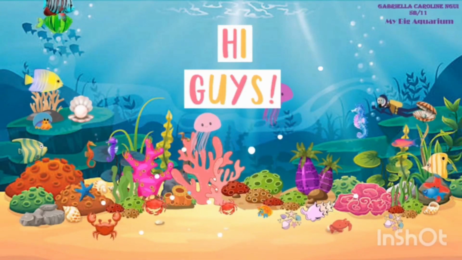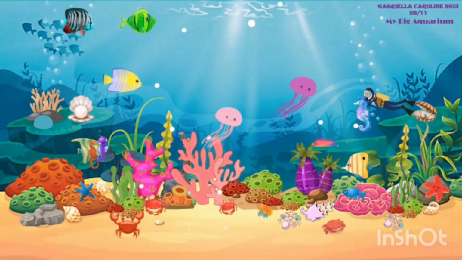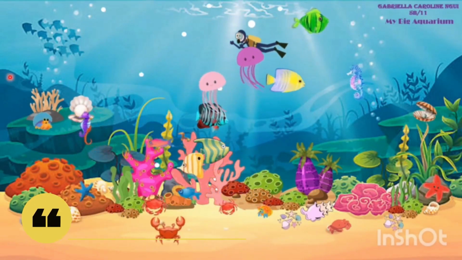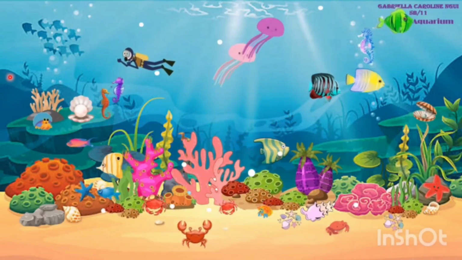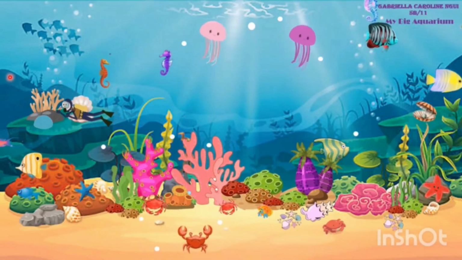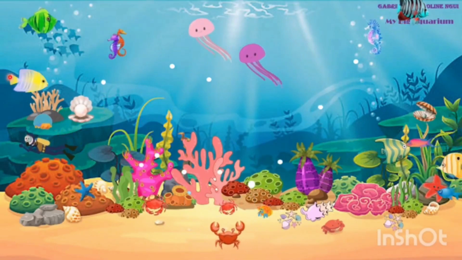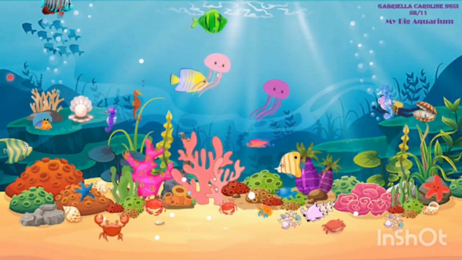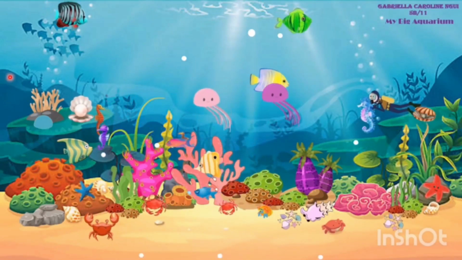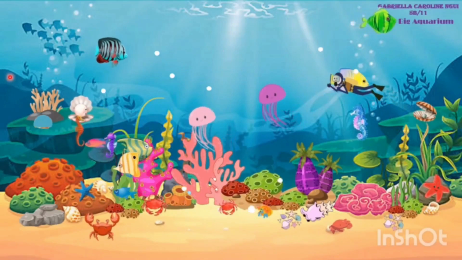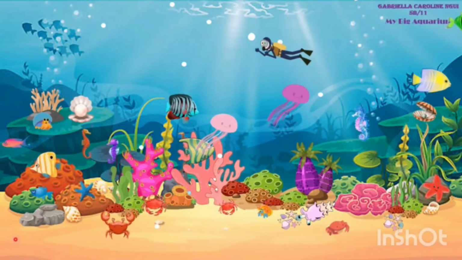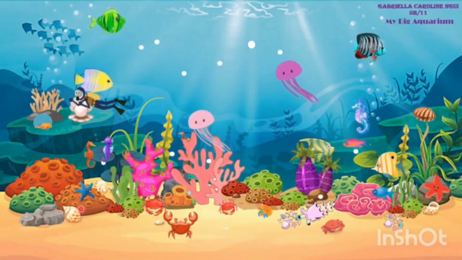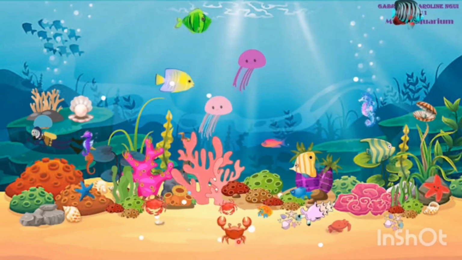Hello guys! Today I'm gonna show you my big aquarium. So this is my big aquarium. In this aquarium there are two components, which are abiotic components and biotic components. Abiotic components are the non-living chemical and physical parts of the environment that affect living organisms and the functioning of ecosystems. In my aquarium, the abiotic components are the rocks, the shells, the sand, and the water.